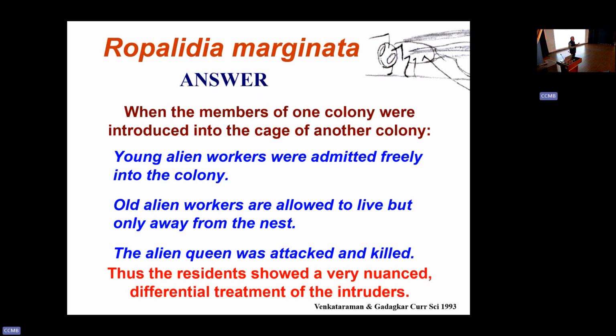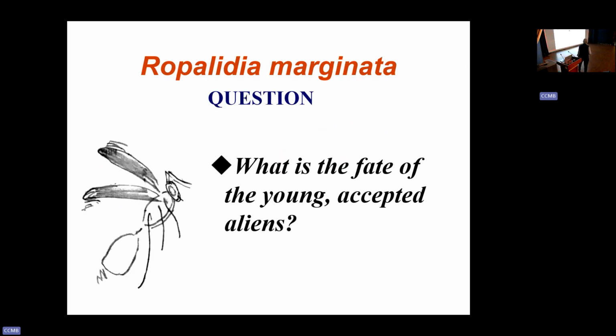This was very interesting, very satisfying, but it gave us a new idea which we had never thought of. If young aliens are accepted, we can now make genetically mixed colonies. So we went to Mysore, collected wasps from there, brought them to the lab, and when the young ones, we put them in Bangalore colonies. And now we had genetically mixed colonies. We could study these genetic mixed colonies. We answered many questions with this, but one question I want to talk about today is what is the fate of these young accepted aliens?